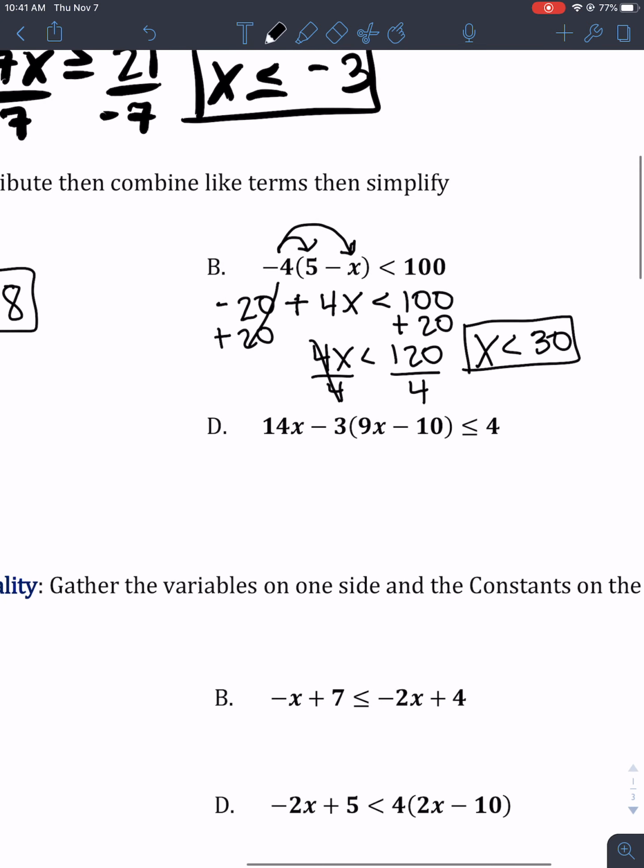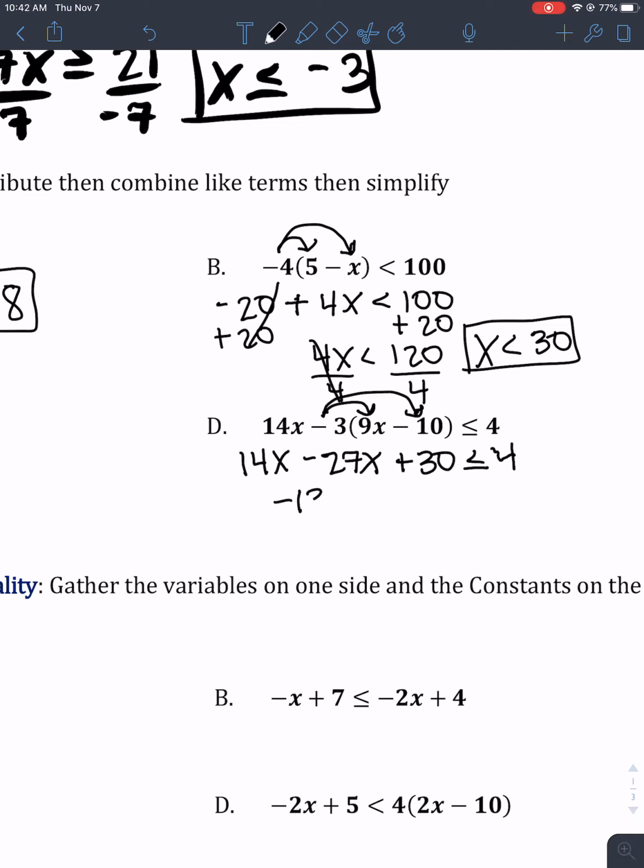All right. So now I have 14x, and I need to distribute that -3. -3 times 9 is -27x, and -3 times -10 is a +30, greater than or equal to 4. That 4 looks funny. -27 plus 14, or 14 minus 27, gives me a -13x plus 30, less than or equal to 4. And now I'm going to subtract 30.